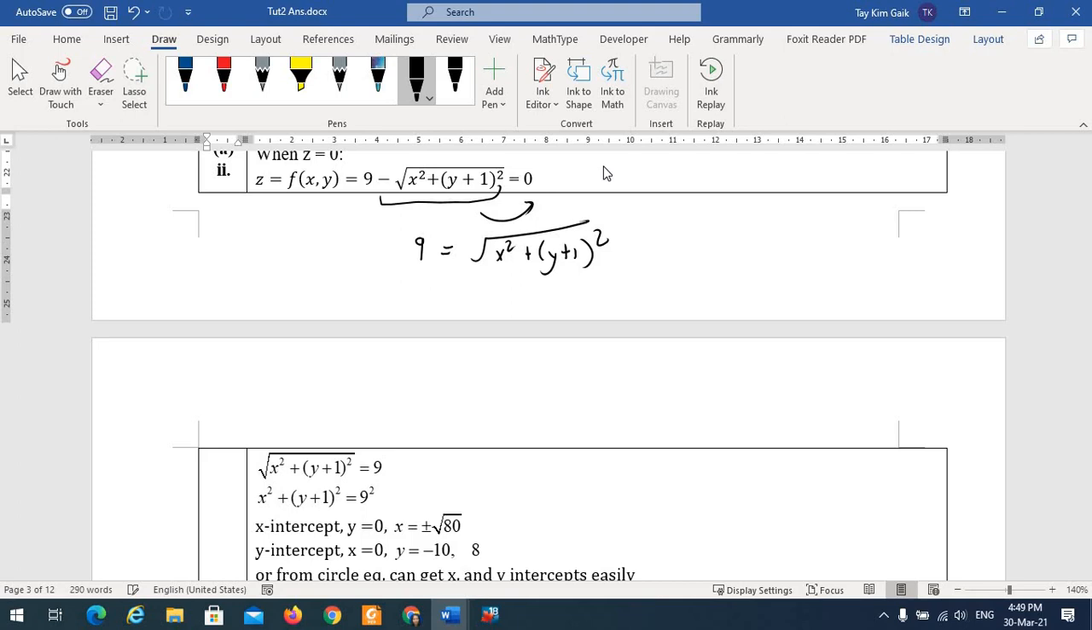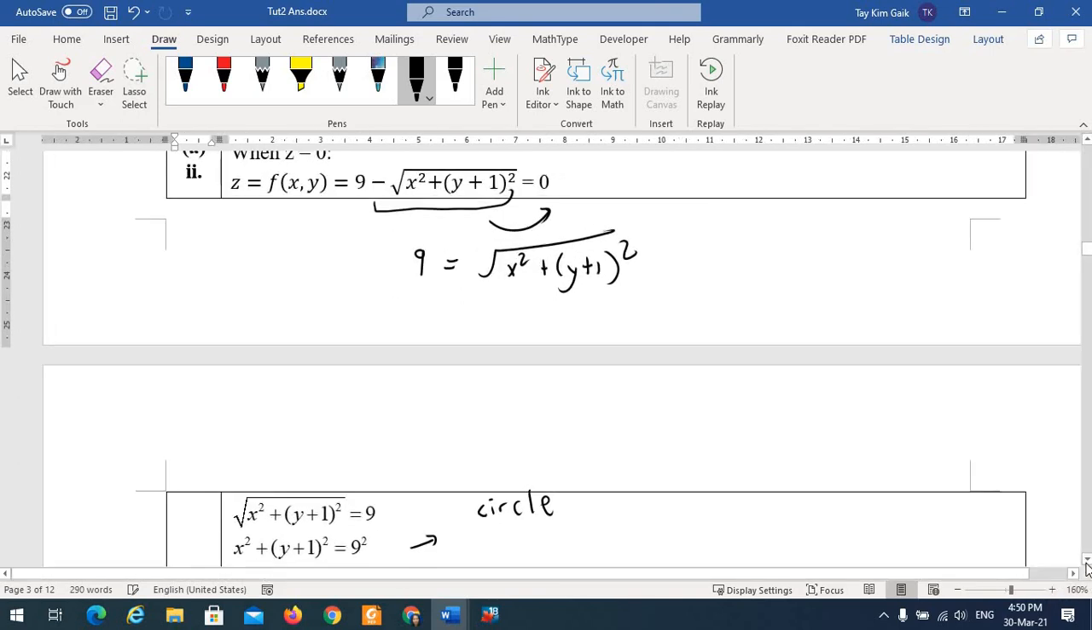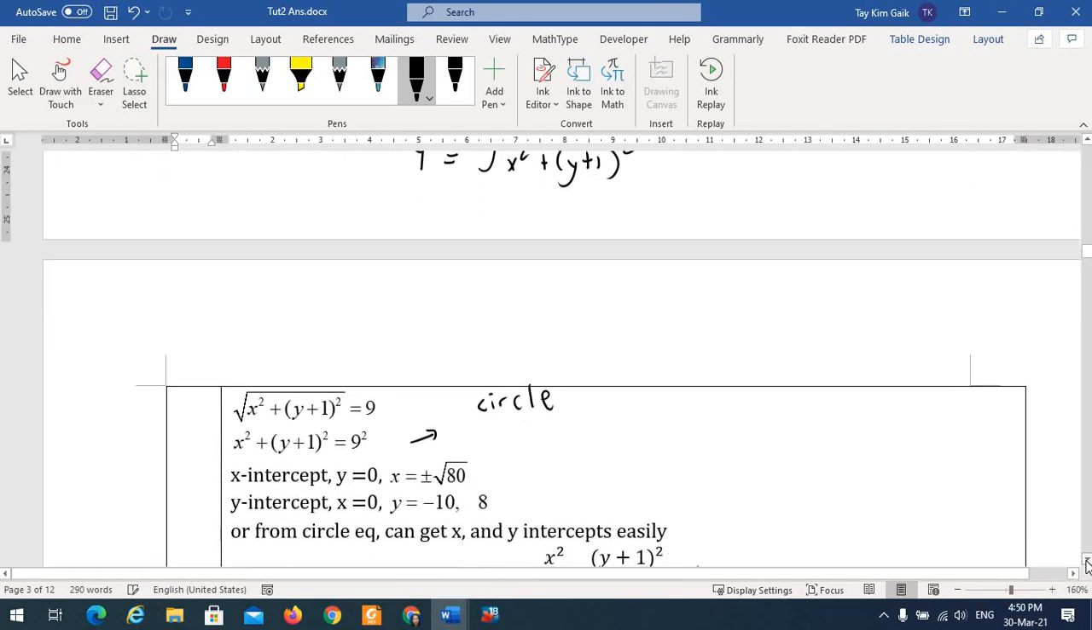So again, this one is a circle equation where the circle is actually centered at x is 0, y is negative 1. This one is 9 squared, so with radius r equal to 9.